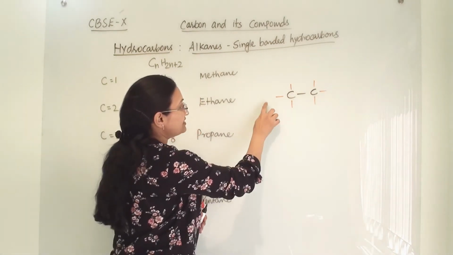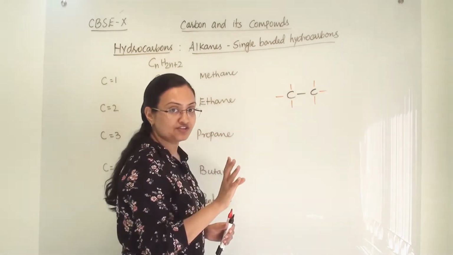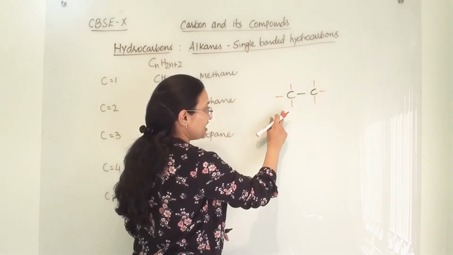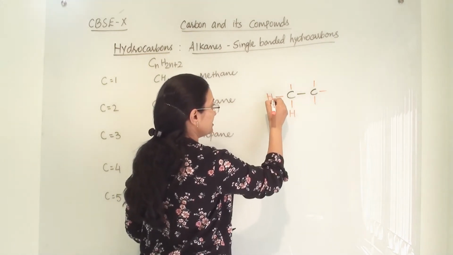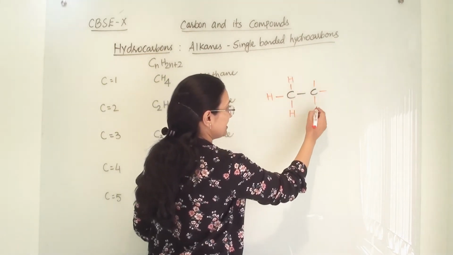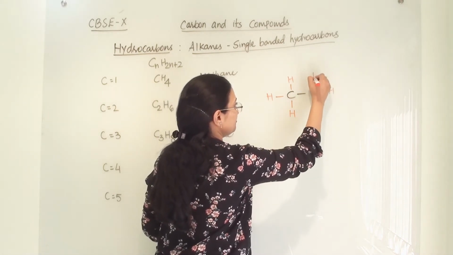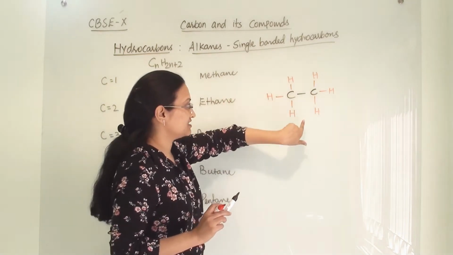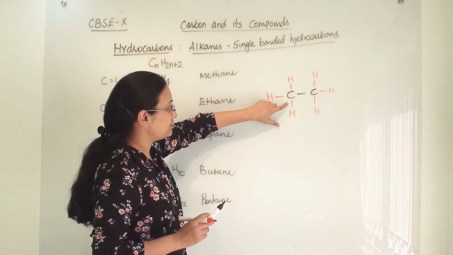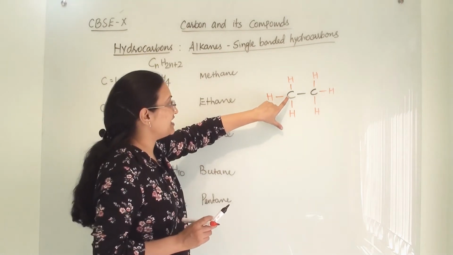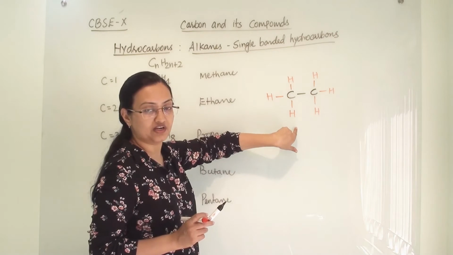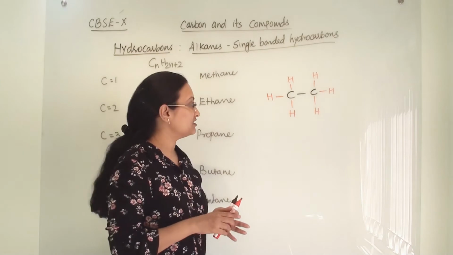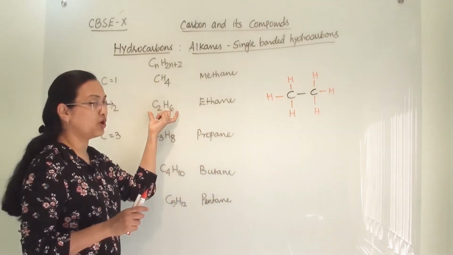Now for all these bonds, do we have sufficient hydrogen? How many hydrogens do we have? We have 6 hydrogens. So for the first carbon we will put 3 hydrogens, and for the second carbon we will put 3 hydrogens. So in turn, it is C2H6. That is how hydrogen's 1 valency has been satisfied and carbon's 4 valency has been satisfied. Whenever you are writing a hydrocarbon, this is a structural formula and this is a molecular formula.